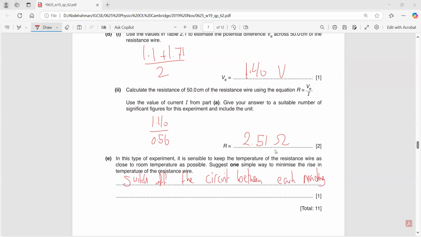How do I find the average? You find the average by adding numbers and dividing by the number. You have two numbers, so I added them and divided by two. Why should I switch off the circuit between each reading? Because if you keep the circuit on, the wires could get hotter, and if the wires get hotter, it would give you a higher resistance. That's why it would be sensible to switch off the circuit between each reading, to keep the temperature of the wire at room temperature.